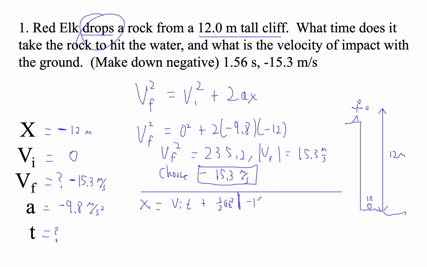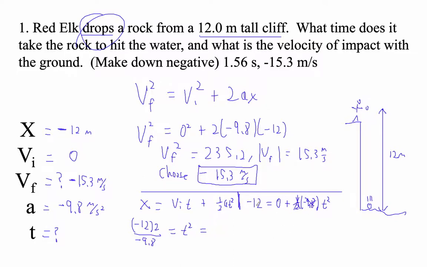Okay, so negative 12 equals, and then initial velocity is 0, so it's 0 plus 1/2 times negative 9.8 t squared. Okay, so I can solve this. This thing is 0 because the initial velocity is 0, right? So I'm going to go negative 12 times 2, that gets rid of the 1/2, divided by negative 9.8. That gets rid of this. And that equals t squared.